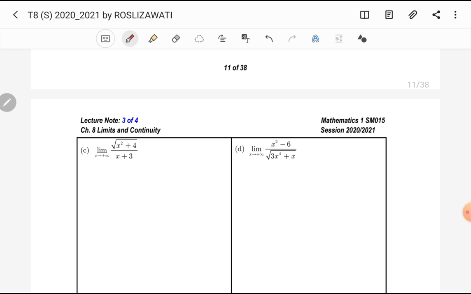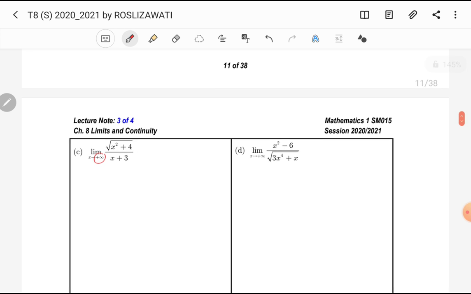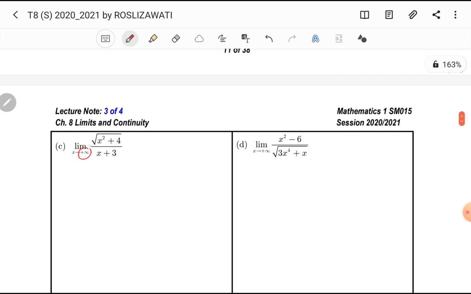Okay, we have limit of square root of x squared plus 4 over x plus 3, as x approaches positive infinity. So we try to substitute positive infinity directly, and we will get infinity over infinity, which is undetermined. So, for undetermined, kita akan factorize numerator and denominator. And after that, we try to simplify.